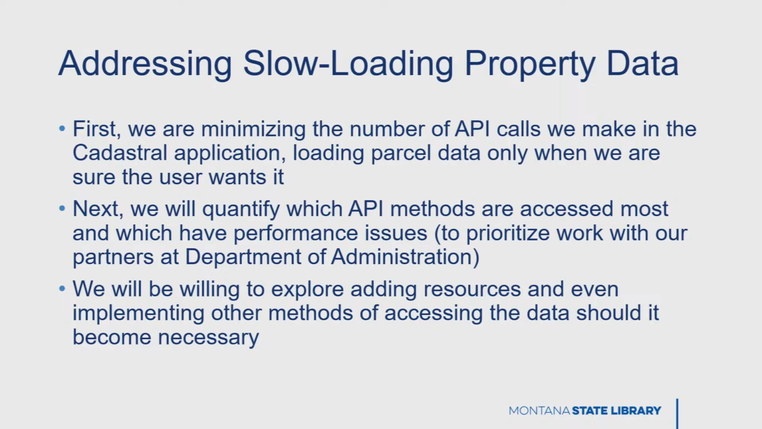We've also identified that our API is a little slow. This is the one developed with the Department of Administration, which we will inherit eventually, so maybe we can end up solving it. But for now, we are minimizing the API calls for the property information in an attempt to address this. And we're going to work on quantifying which methods are accessed the most and have the most performance issues.